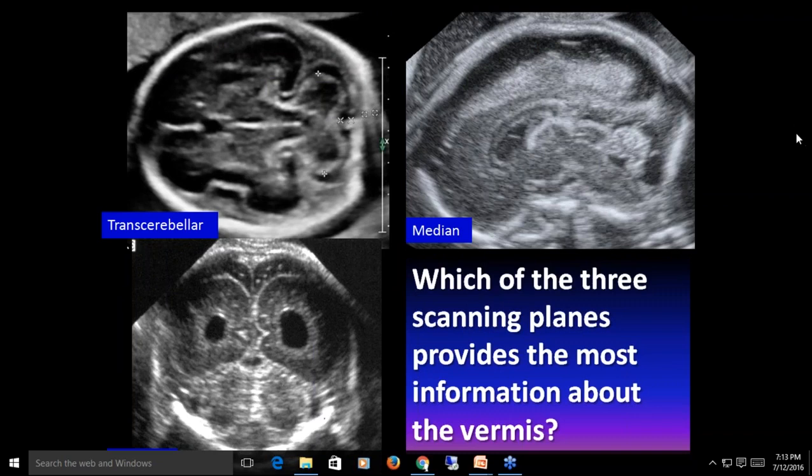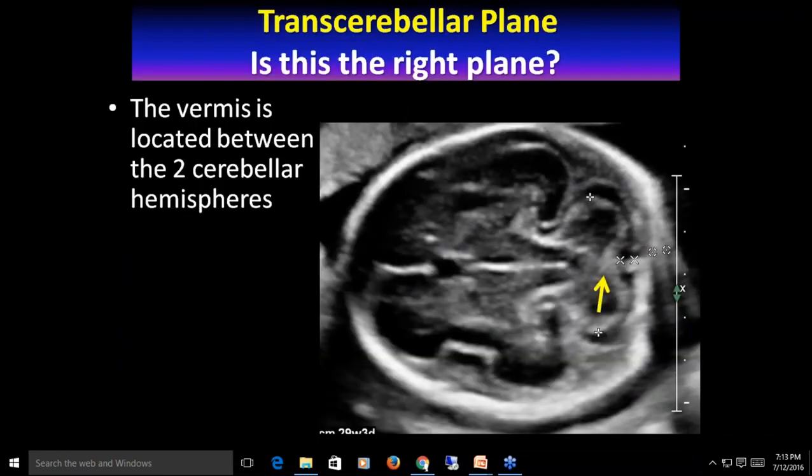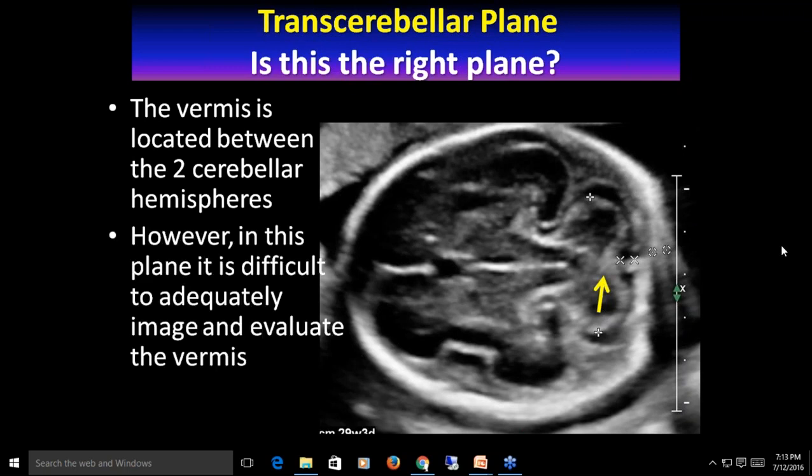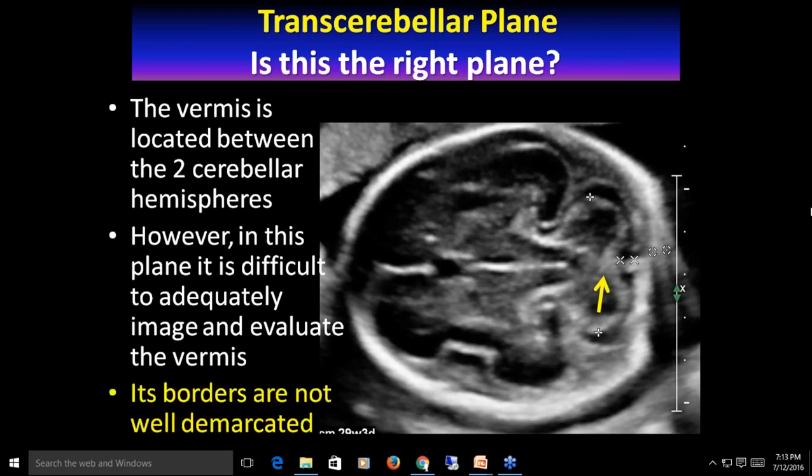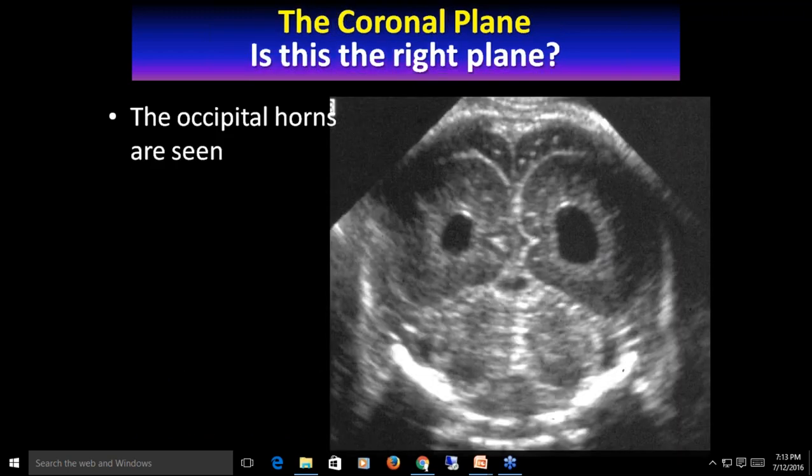So now let's look at this. Which of these three scanning planes provides the most information about the vermis? So let's first look at the transcerebellar plane. Is this the right plane? The vermis is located between the two cerebellar hemispheres. However, in this plane, it is difficult to adequately image and evaluate the vermis. Its borders are not well demarcated.